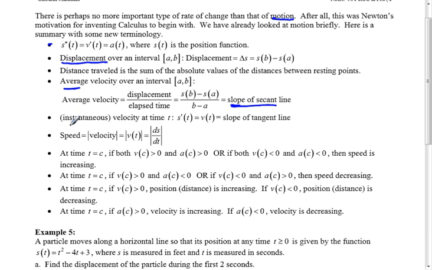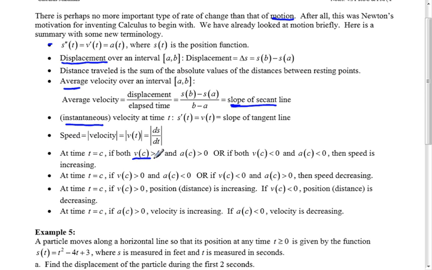It may say instantaneous or it may not. If it doesn't say that, you know velocity at a time, we're referring to the slope of the tangent line or the derivative. Speed is the absolute value of velocity. Now this part looks confusing, but it's not too bad.